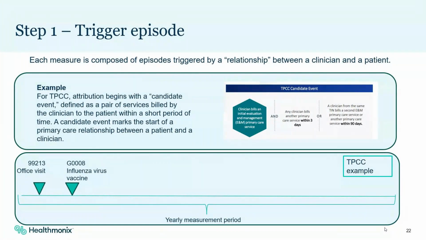Each measure has episodes that are accumulated for it. And an episode is triggered by some sort of relationship between a clinician and a patient. So here I've shown TPCC specifically, which, to Daniel's point, is probably the most attributed measure. It is a measure that is difficult to understand the total cost for, because costs are coming in from lots of different places.